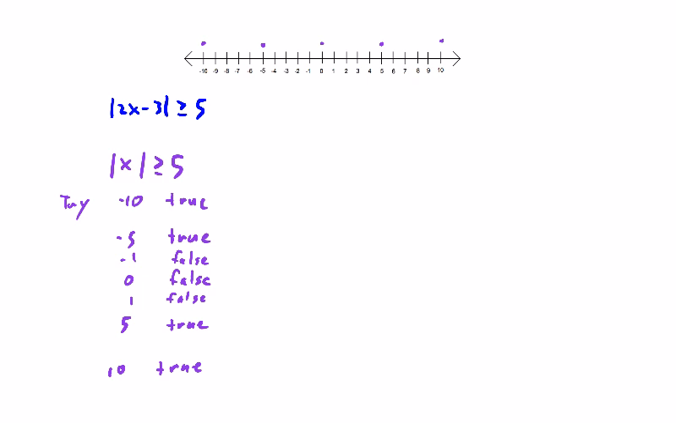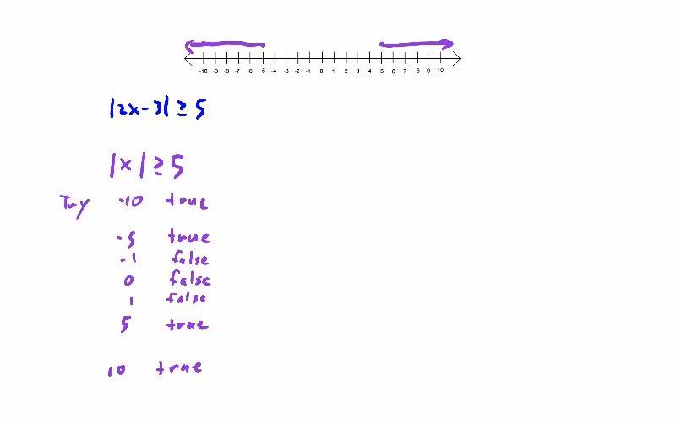So in this case, it looks like we have the opposite solution. Everything between negative 5 and 5 is returning a false statement. Everything outside of negative 5 and 5 is giving us a true statement. So the solution seems to be anything bigger than 5 or less than negative 5.